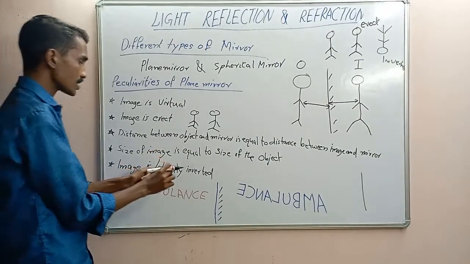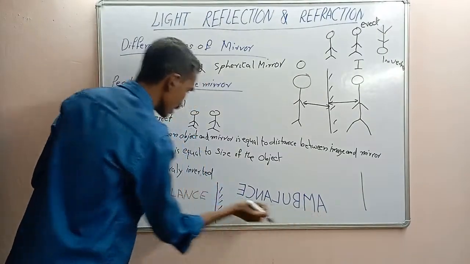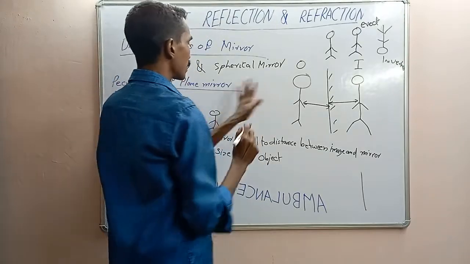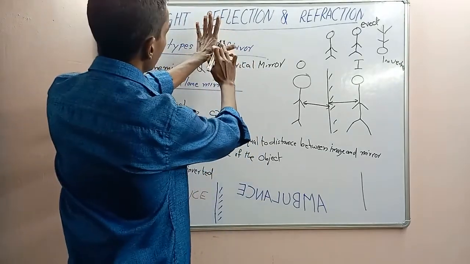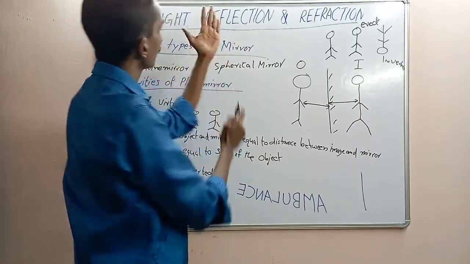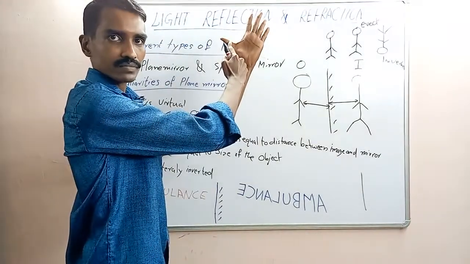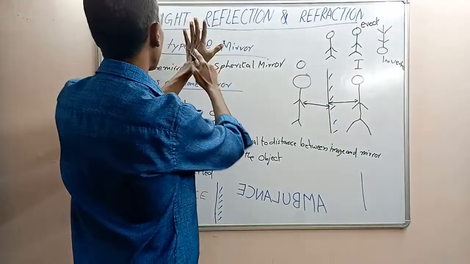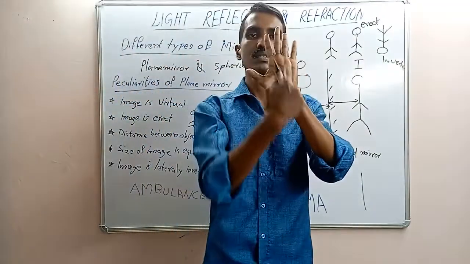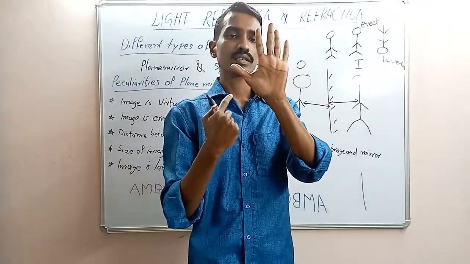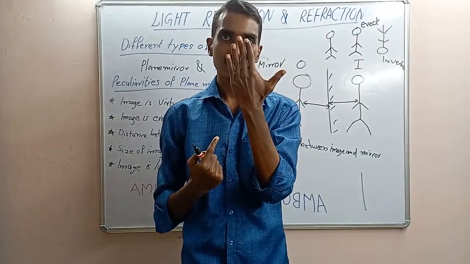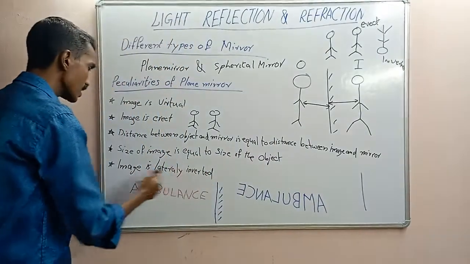Laterally inverted means the right hand is seen like a left hand, and the left hand is seen like a right hand. When an image is like this, its object is like this. Clear? That is known as laterally inverted.